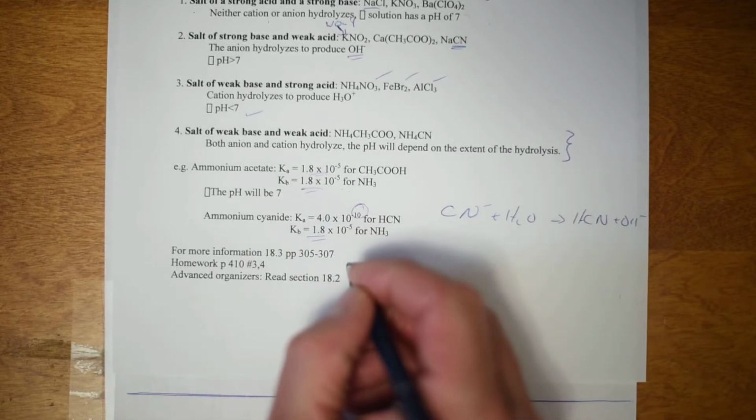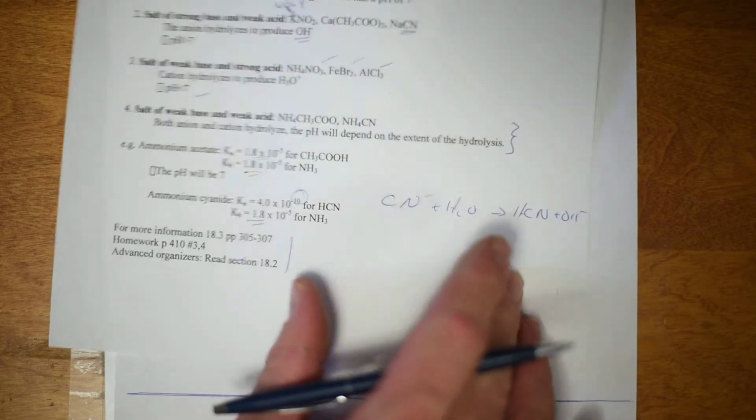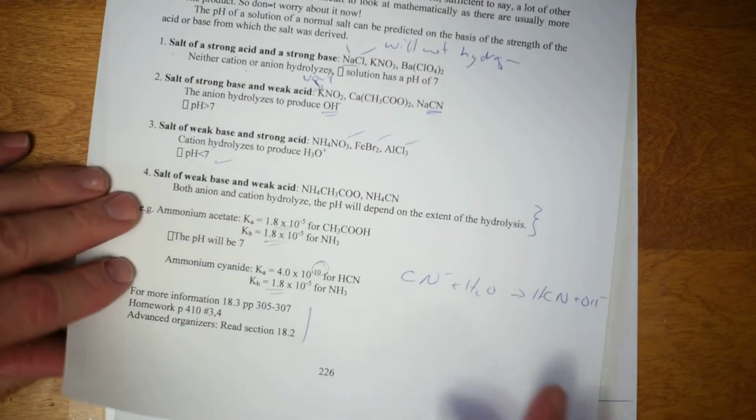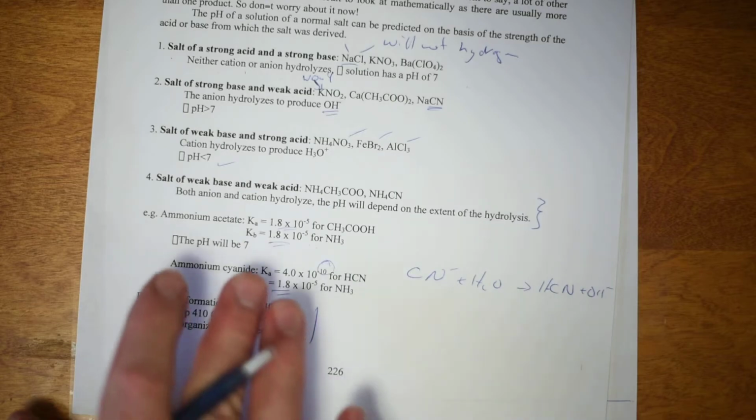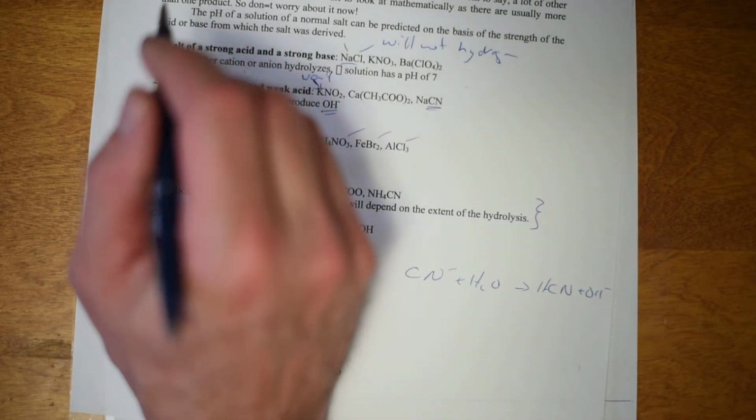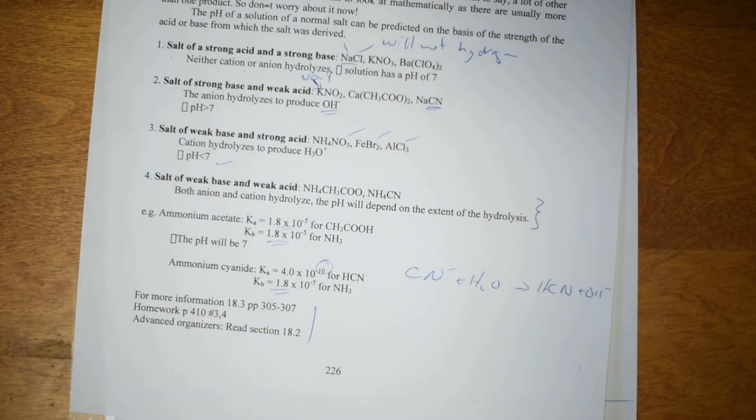There's a few questions there on page 410, numbers 3 and 4. You can just give that a try, and try to keep these rules, or the rules that were on the first page, in mind when you're trying to decide what happens with a salt in water.